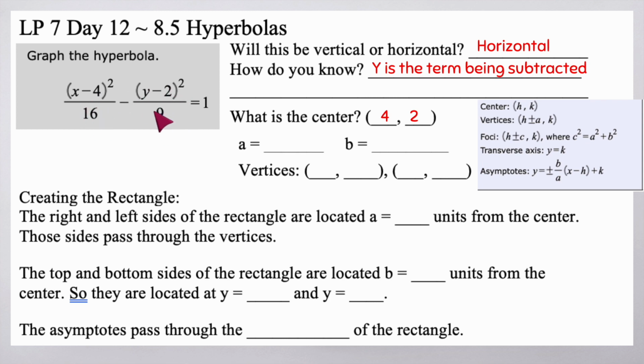And then I have a squared and b squared, so I'm going to take the square root of each of these. The square root of 16 is 4, and the square root of 9 is 3. So a is 4 and b is, sorry, b is 3, because I have to take the square root.